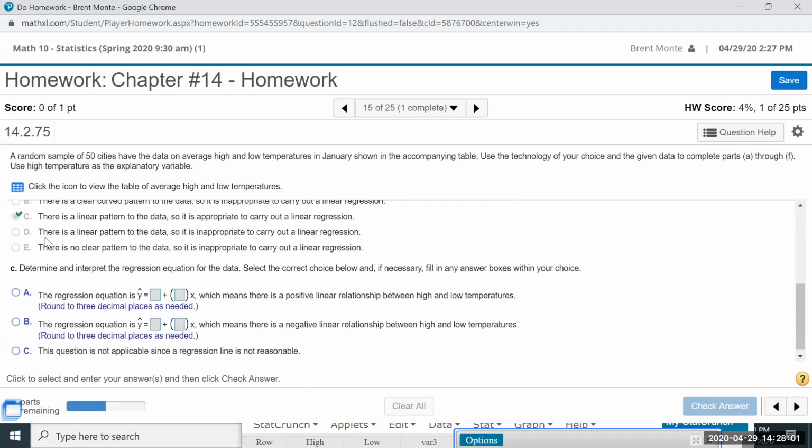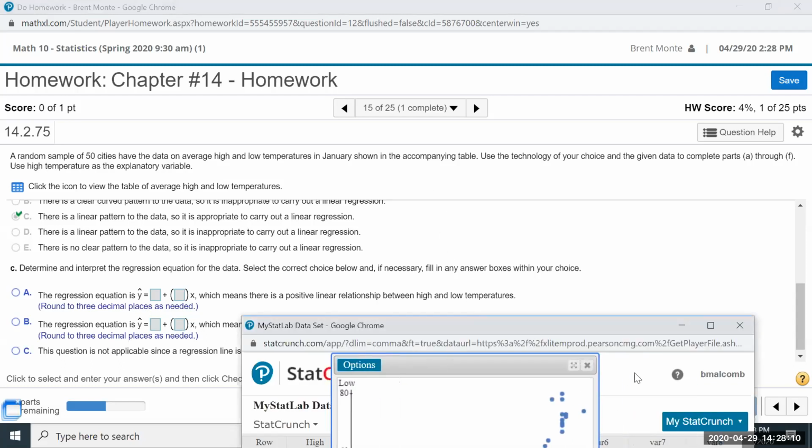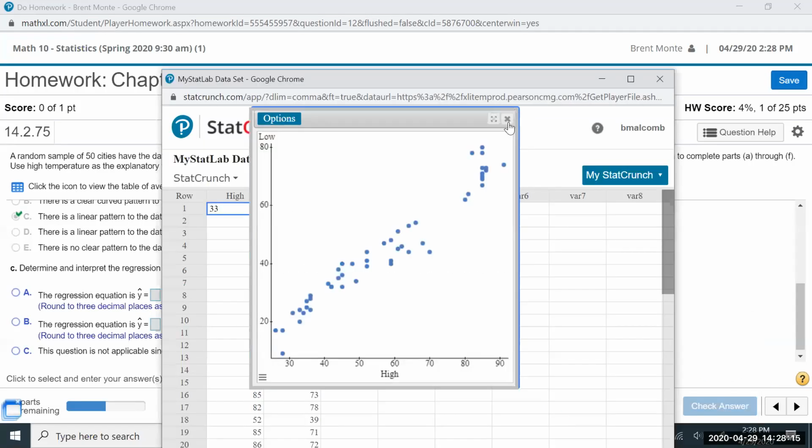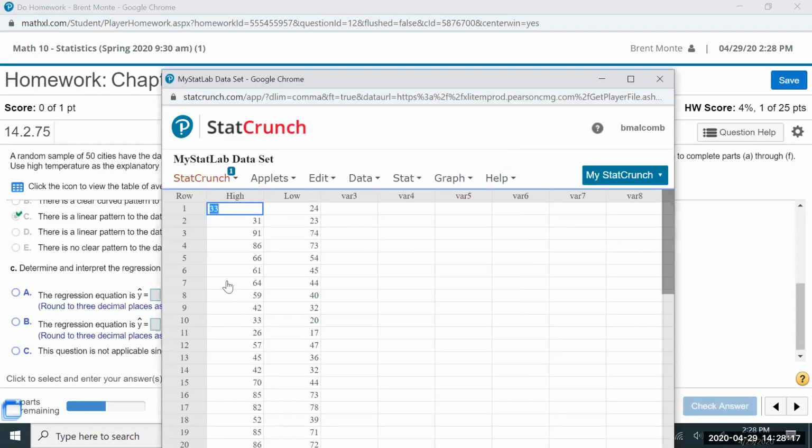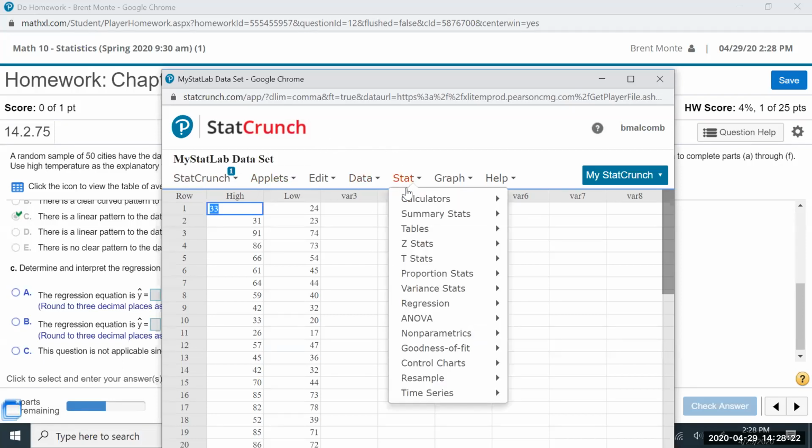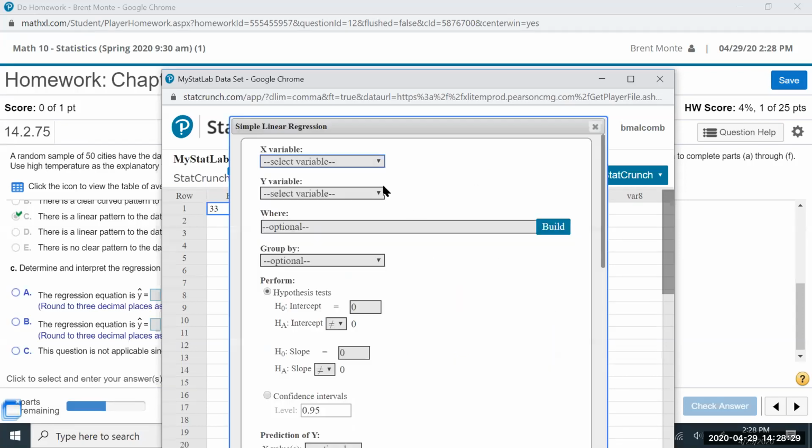All right. Determine and interpret the regression equation. Now we have to actually find the regression equation. You know what? It's easy. Let's go back here. We'll pull this up. I don't need the graph anymore, so we'll close that down. But I need all the data. Watch this. Stat, regression, simple linear. So it's a line, so we pick linear, simple linear. What's the X variable? Oh, it's the high. What's the Y variable? Oh, it's the low.